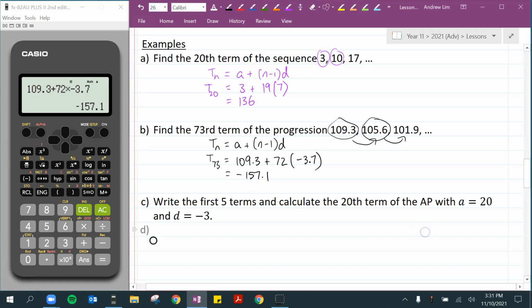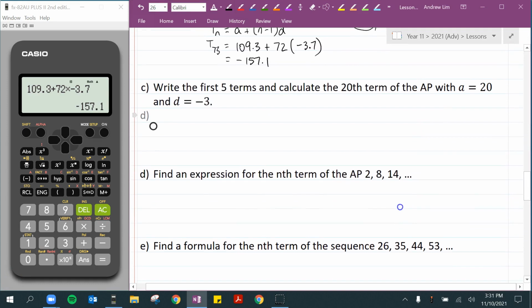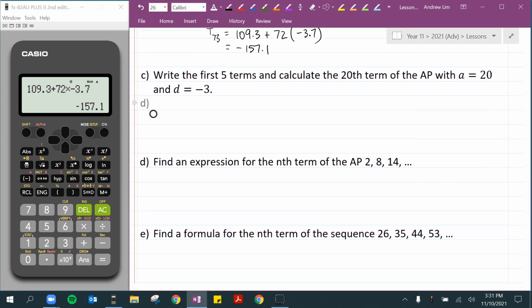Okay, question C. Write the first 5 terms and calculate the 20th term of the AP with a equal to 20 and d equal to negative 3. So the first 5 terms, we know that the first one's 20. The common difference is minus 3. So it's going down by 3 each time. So 17, 14, 11, 8. That's our first 5 terms. Alright, we want to calculate the 20th term. So the 20th term is going to equal a plus (n minus 1)d.